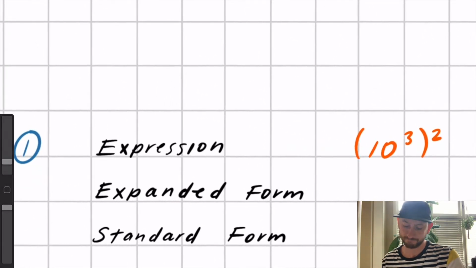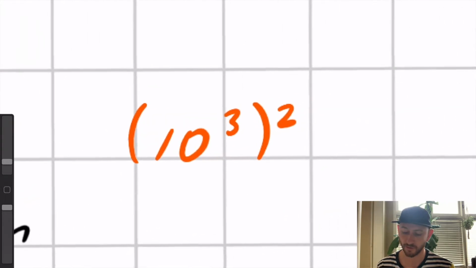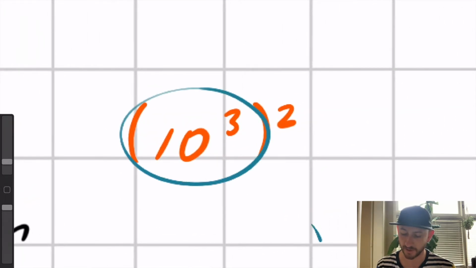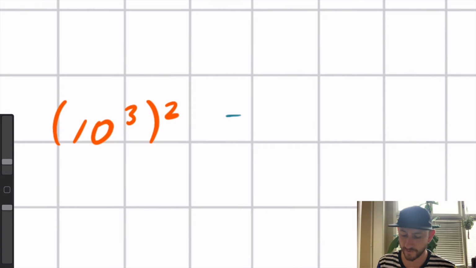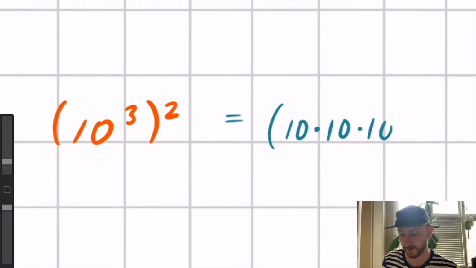First example, we have an expression of 10 to the power of 3, and that whole thing inside the parentheses is being raised to the power of 2. If I were to rewrite that, but instead of writing 10 to the power of 3, let's go ahead and expand that part out. That would be 10 times 10 times 10. And that whole thing is happening 2 times. It's raised to the power of 2. So we're multiplying those 3 tens times themselves.